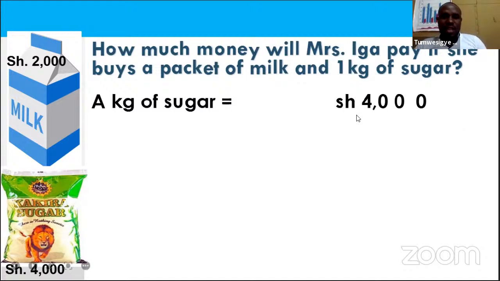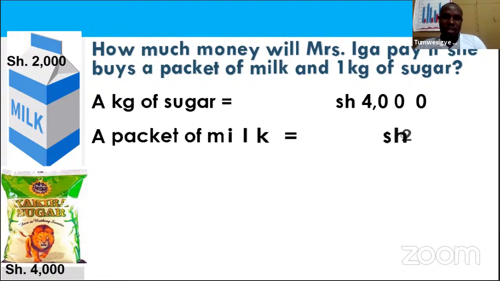Then, what's next on the list? On the list, there's milk. And this milk is costing us, or Mrs. Ziga had to pay 2,000 for milk. So we shall also bring this milk here, and we put it here. Therefore, we shall say a packet of milk costs shillings 2,000.